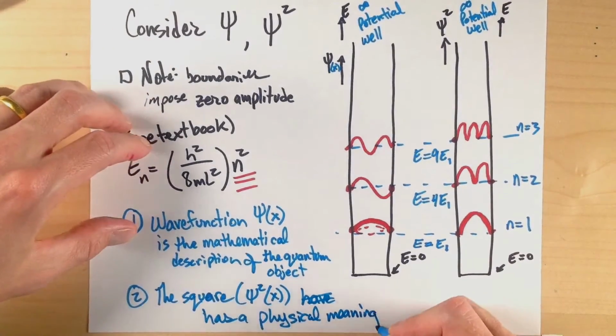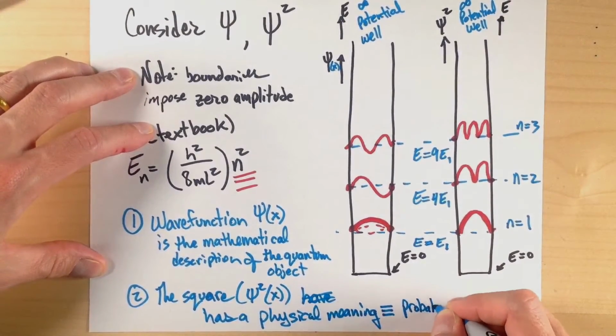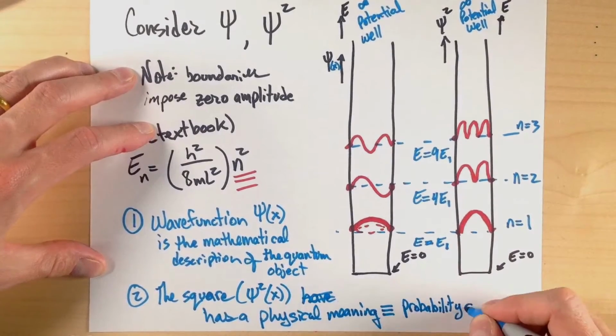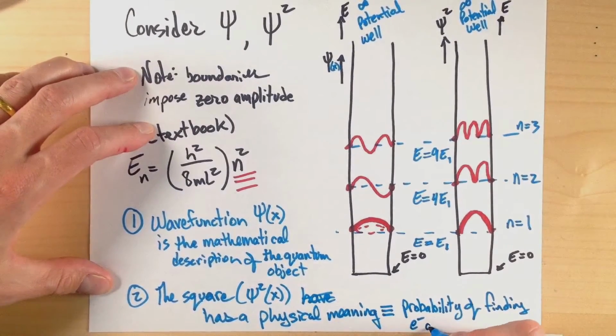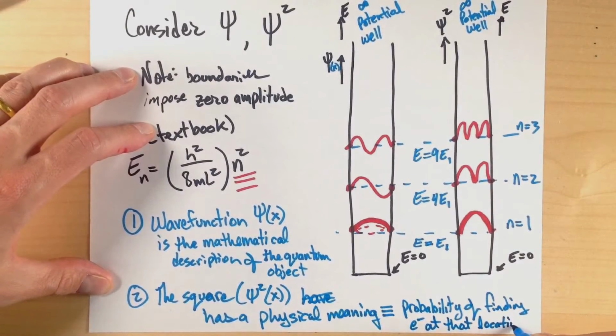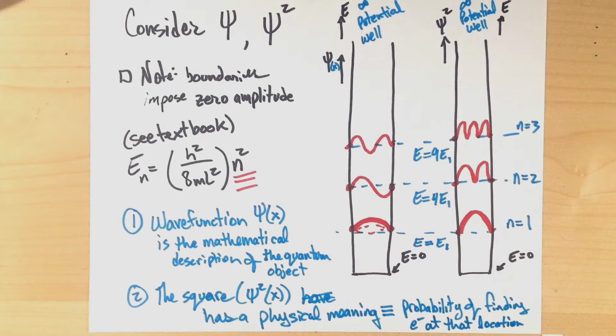And that is the probability of finding the particle, the electron, for example, at that location. So we can do some math that gives us a psi, which then we can square and then wind up getting a probability description or a probability density function of where the electron is likely to be.